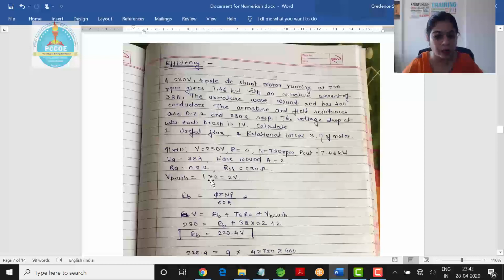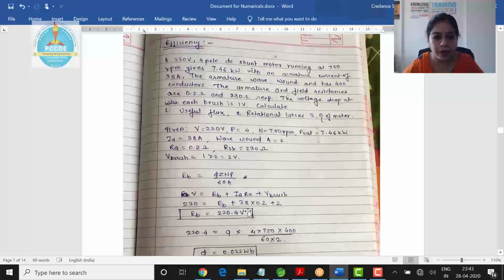So V brush is equal to 1 into 2, which is equal to 2 volts. Always we have to take the 2 for the brushes. Number of brushes are 2 for the wave wound. Here it is given that wave wound. So now what we need to calculate? Useful flux, rotational losses and efficiency.